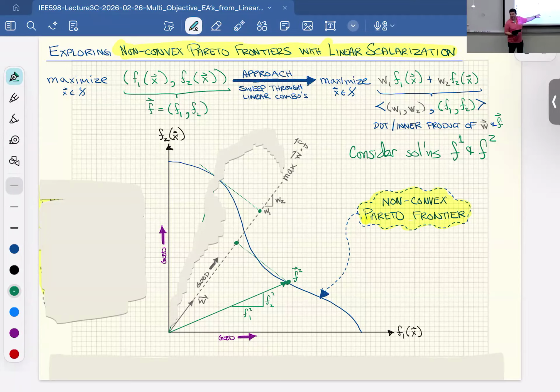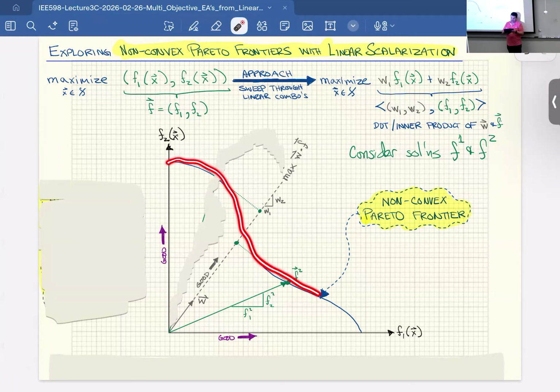But before we get to that, does everyone understand this framework so far? We only have the option of choosing along this line here, this non-convex frontier. And so we're trying to use this to find that Pareto frontier. And the question is, how much of this Pareto frontier can we find?